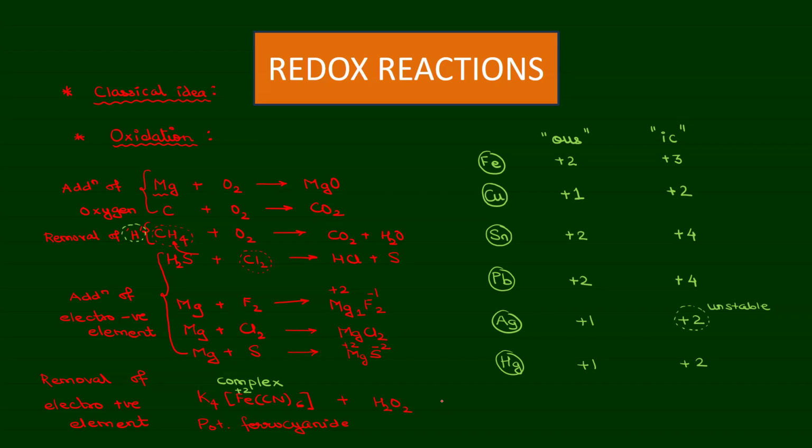Hydrogen peroxide. Then the product of the reaction is K3Fe(CN)6. Now here the Fe comes in the charge of +3. And what is the +3 charge of iron called? Ferric. That's how we name this compound potassium ferricyanide. Is the logic clear?